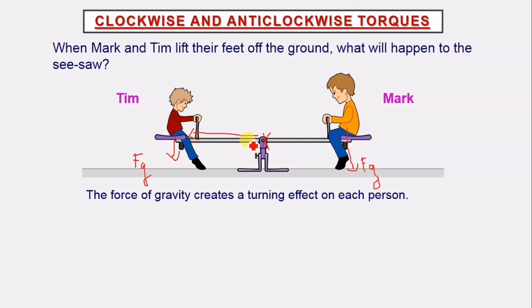As you can see, the distance from the pivot to Tim is the same as the distance from the pivot to Mark. So the distance doesn't affect the torque, the turning effect. What's affecting the turning effect here is the force. Which one has the larger force? Mark. Okay, so let's see how the seesaw will turn. In order to see that, first we will see the direction of the torque produced by each person alone.